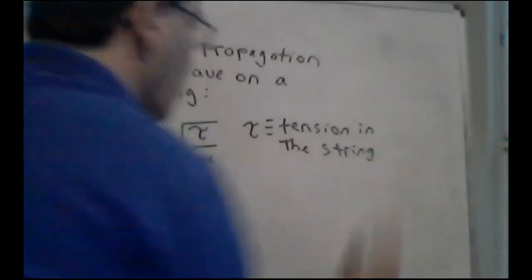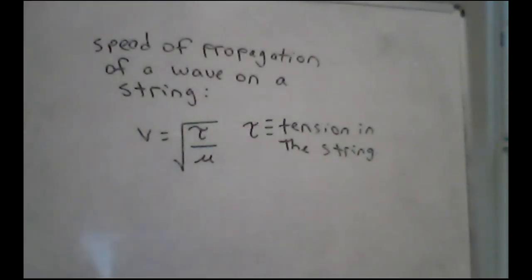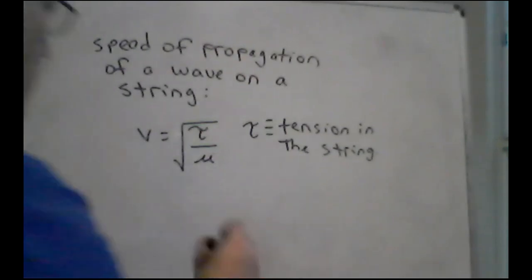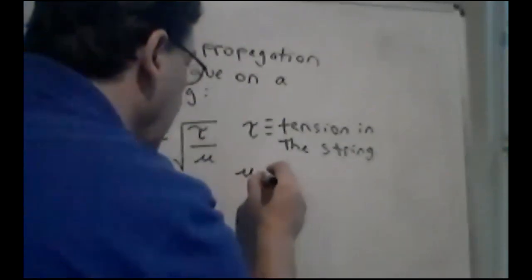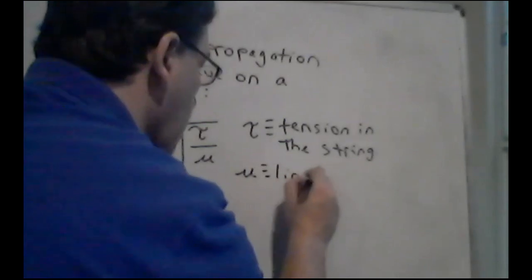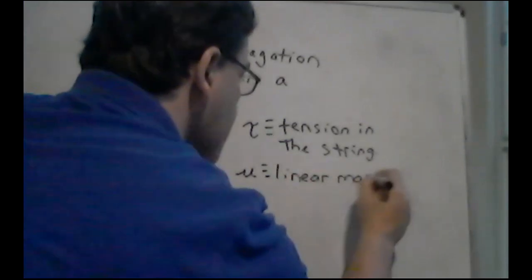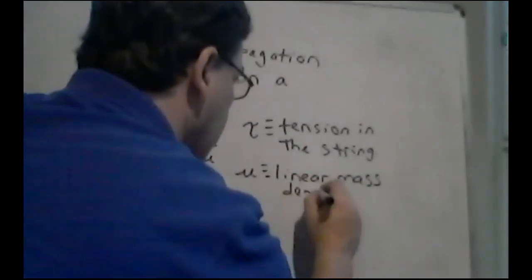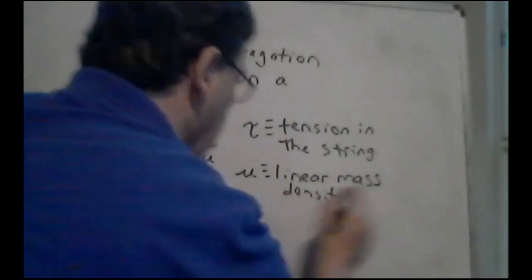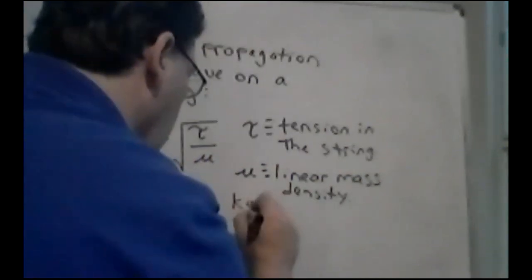Again, that's the tension. We talked about that in our chapter 4 studies of forces. That's how tight the string is pulled, how taut it is. That's the tension. The mu is the linear mass density. That's essentially the mass per unit meter, or kilograms per meter.